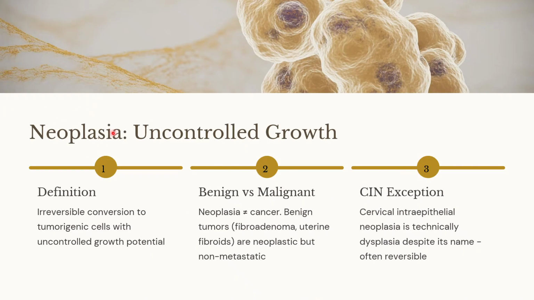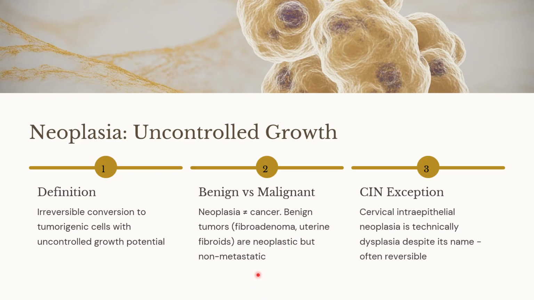What do you know by neoplasia? Neoplasia is the term which is used with uncontrolled growth. So when there is an irreversible conversion to tumorigenic cells with uncontrolled growth potential, that is neoplasia. But neoplasia is not cancer. It can even be a benign tumor. Benign tumors such as fibroadenoma and uterine fibroids are neoplastic, but they are not metastatic. So benign and malignant both are called neoplasia.